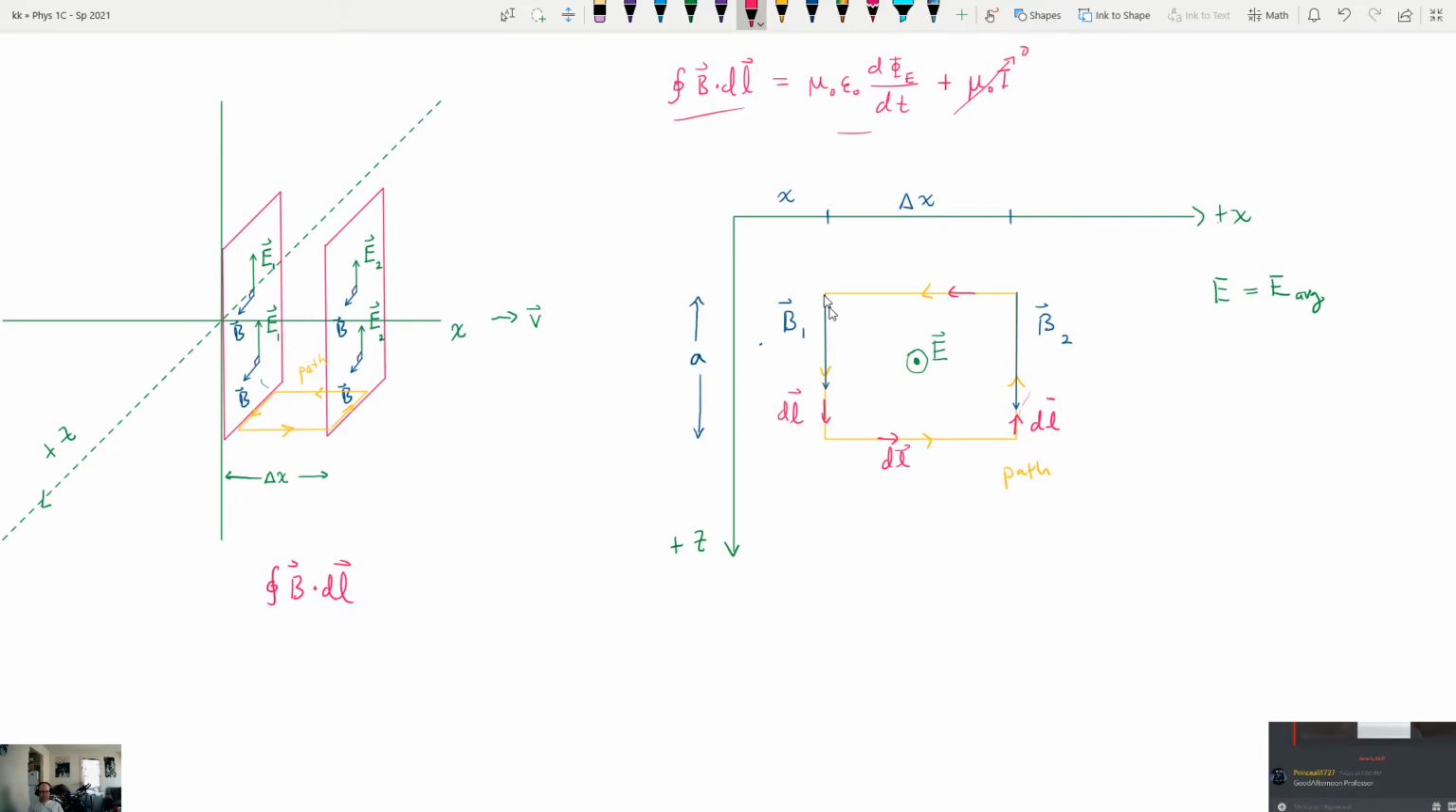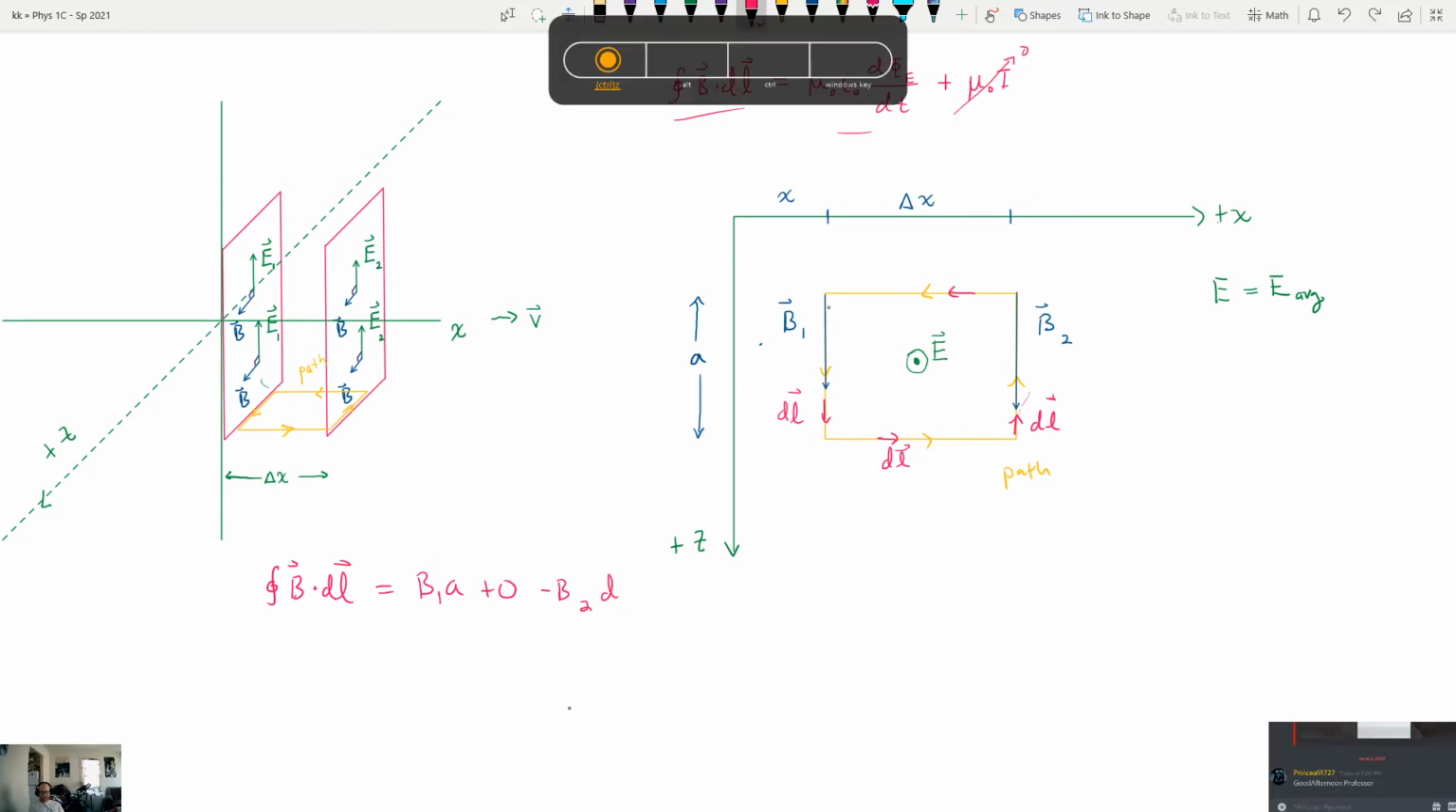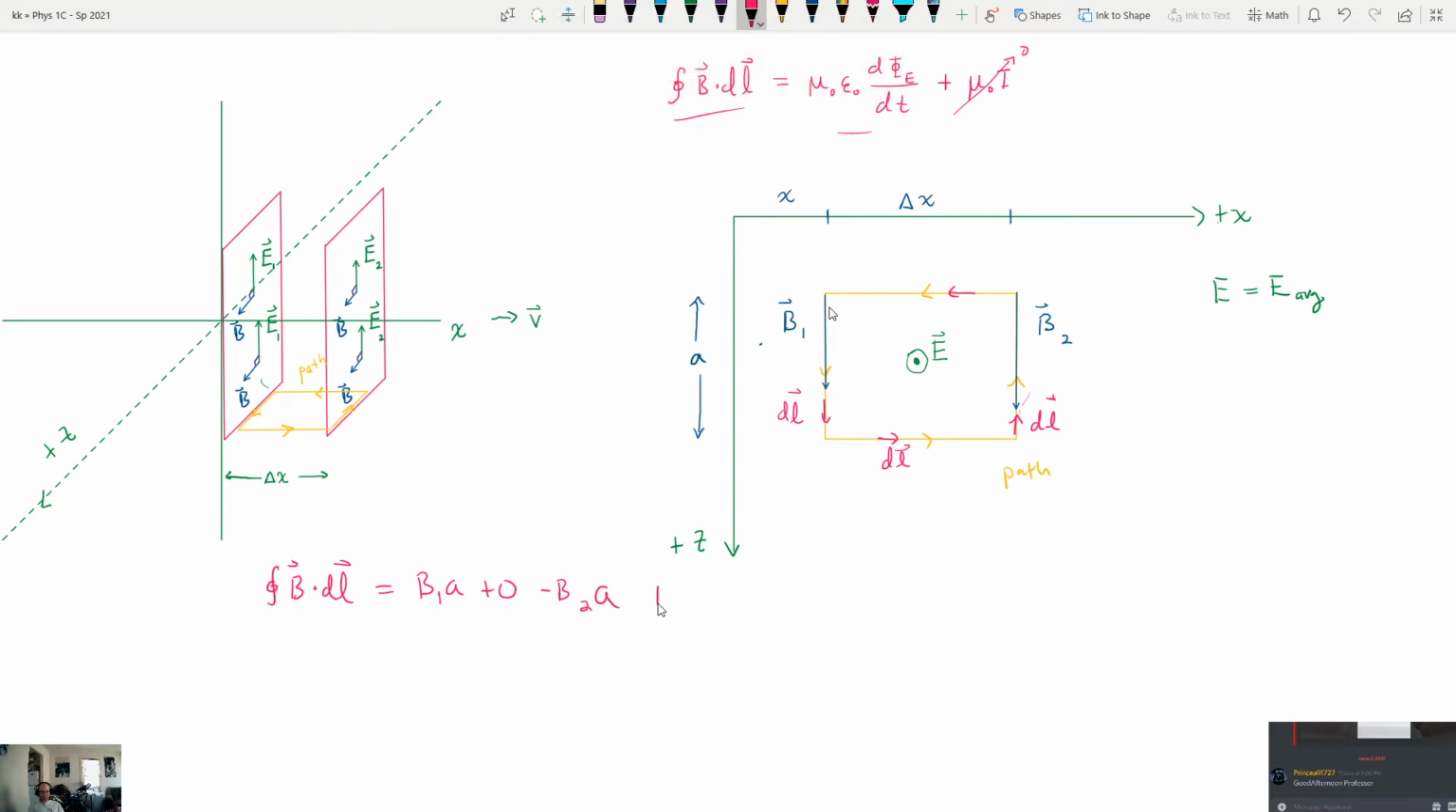Let's start on the left side. On the left, we have B1 dl, which is just going to become B1 times this length A. On the bottom, the magnetic field would be pointing downwards, but dl is going to the right, so we get 0. On the right-hand side, we have B2 going down and dl going up, so we get negative B2 times this length here, which is A. And then along the top side, we'll also get 0. So all told, we get B1 minus B2 multiplied by A.